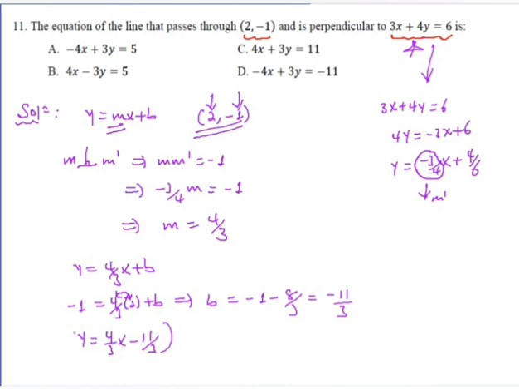Now you can multiply both sides by 3 to rewrite this equation. So it becomes 3y is equal to 4x minus 11. Okay, so let us check from the choices, or you can rewrite this as minus 4x plus 3y is equal to minus 1. So you can directly get this from the choice.